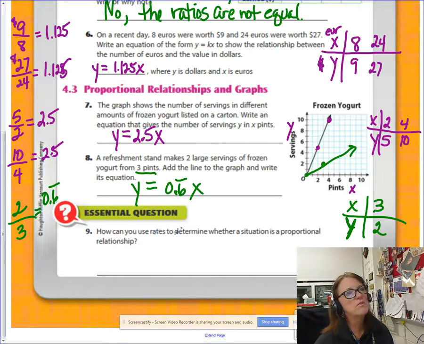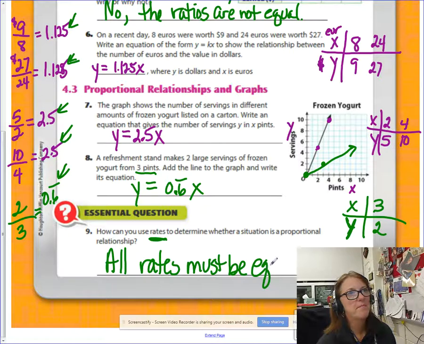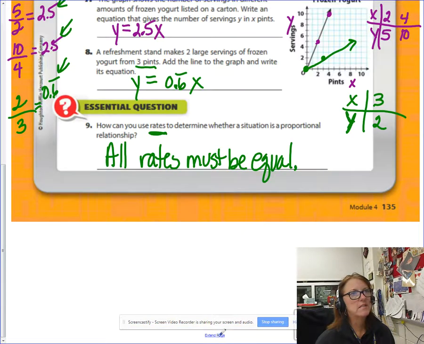It said, how can you use rates to determine whether a situation is a proportional one? Well, I just said, if we had the graph, it's easy because I just look for 0, 0. If all I have are the rates, meaning these numbers, how can you tell if it's proportional? What do you have to notice? All rates must be equal to each other. If you get that to happen, then it's proportional. Then your graph will eventually go through the origin. Cool.